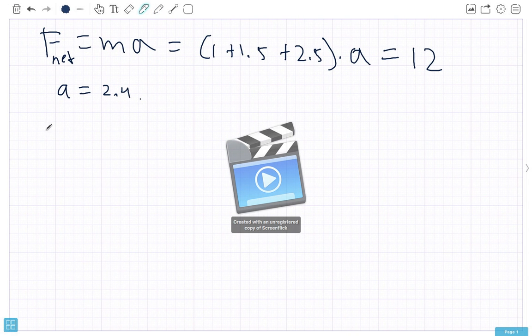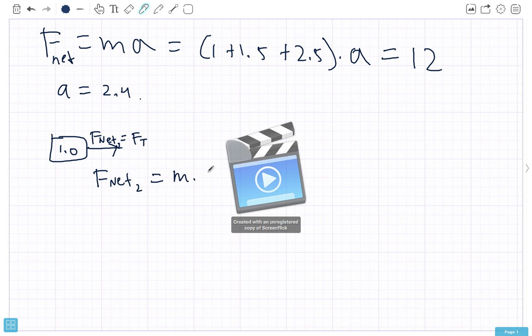So let's define a new system. New system being the 1.0 block. The 1.0 block has f net, which is ft in our case. So we have that, and we know acceleration is 2.4. Sorry, we'll call this f net 2, because the first one was different. The first one is for all three blocks. So we know f net 2 is f tension, so we say f net 2 is equal to, of course, m times a, as always. In our case, though, our m this time is just 1 times the acceleration, which, as we said before, was 2.4, giving us an f net 2 of 2.4.